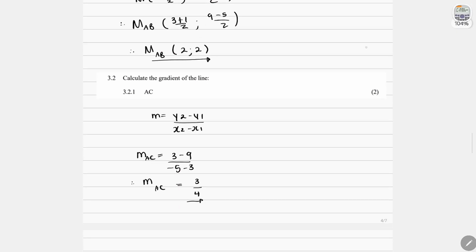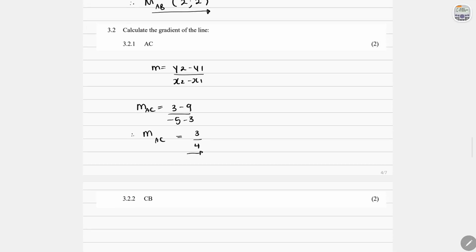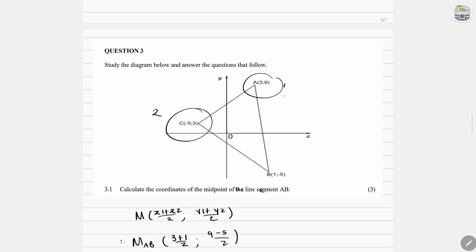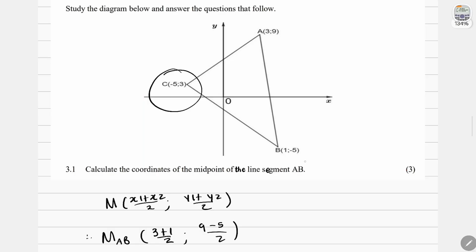Moving on to the next question. Okay, and then the next question, we need to find the gradient of line CB. So they wanted to find AB and then CB. I guess they're going to ask us whether they are perpendicular or not. So we can take that as point 1 and point 2. I'll just take this as point 1 and then point 2.